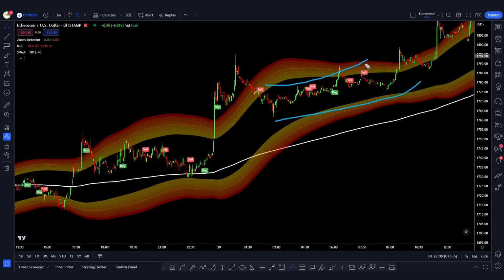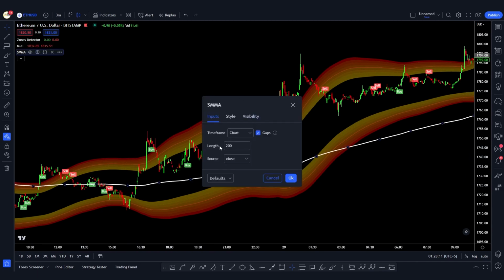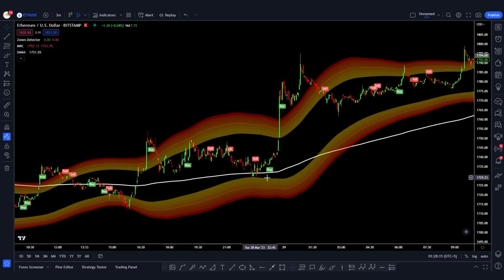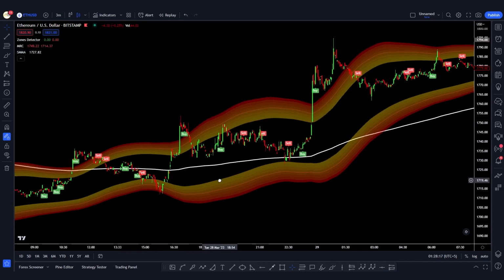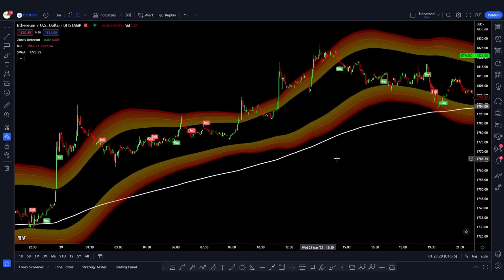This SMMA indicator does not only give weight to the most recent candles, but it gives overall weight to the smooth lines and smooth candles over the period that is mentioned inside its length. So once it does that, then it plots a very smooth moving average line, and this gives us an idea about the overall trend in the market, and we want to use this indicator as a confirmation to filter out the ranging markets and to take advantage of the trending market.